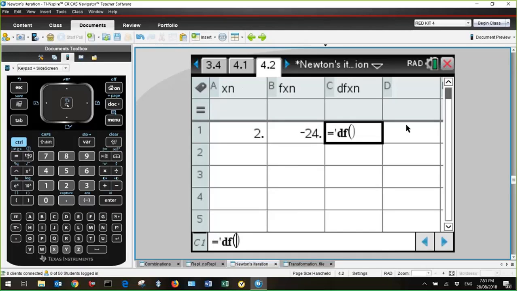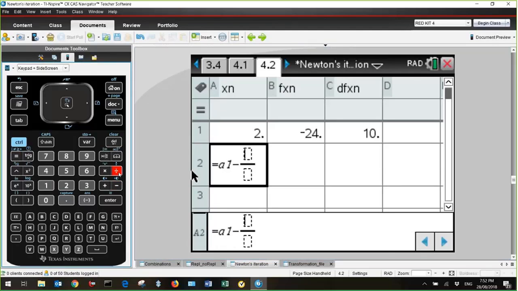Right, now for my next value, it's going to be whatever I had in A1. If you remember the formula, it was xn, which I've got in A1, minus f of xn, which I've got in cell B1, divided by the derivative, which I've got in C1.